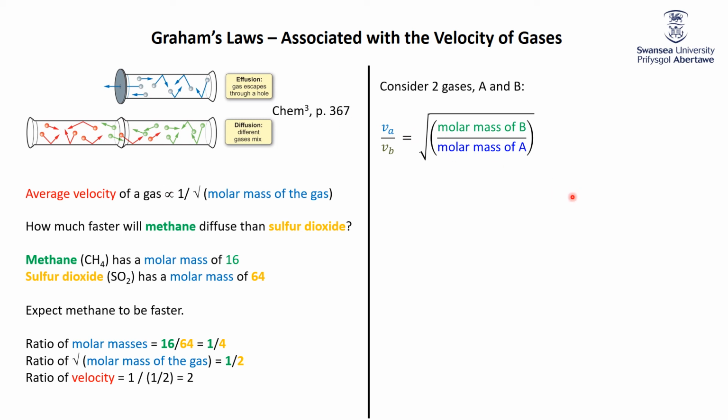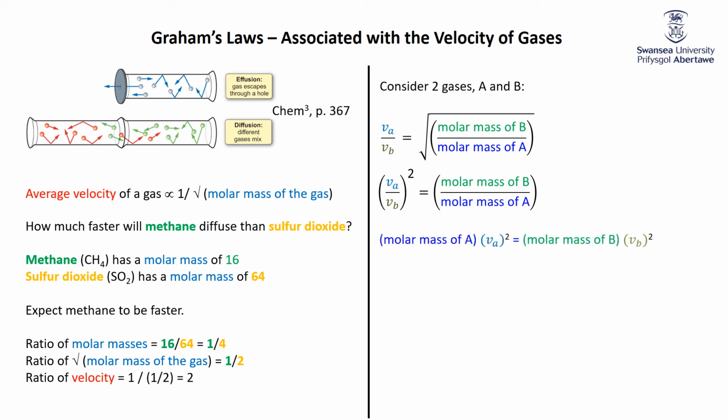Now, get rid of a nasty old square root, so we will square it. So we get velocity of A over velocity of B squared is the non-square-rooted ratio of the molar masses. Multiply through, and notice what we've got here. We've got the mass of A times velocity of A squared equals mass of B times velocity of B squared. Where have you seen before mv squared? Well, I could be really anal and multiply both sides by a half, so it'd be half mv_A squared equals a half mv_B squared.